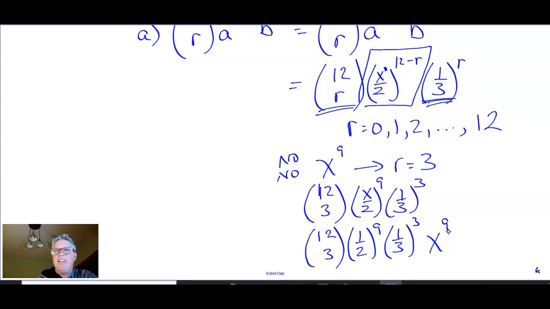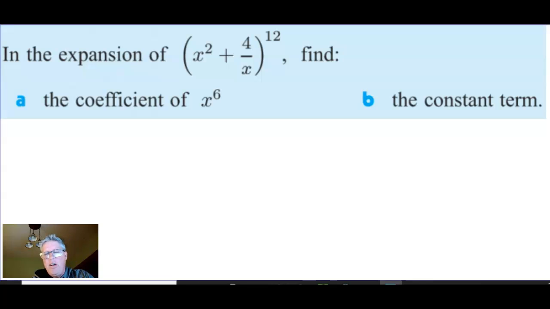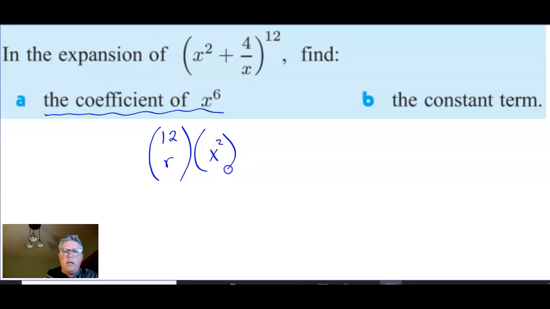Are we done? Oh, no? All right. So this is where HL comes in. I think a lot of people with a little practice can do those problems. We're going to do this one. Find the coefficient of x to the 6. It doesn't ask you to get the general term. Baloney. Write the general term always. Maybe you can go a little faster. I'll go 12 choose r, x squared to the 12 minus r, and 4 over x to the r. r can be anything 0, 1, 2, all the way up to 12.